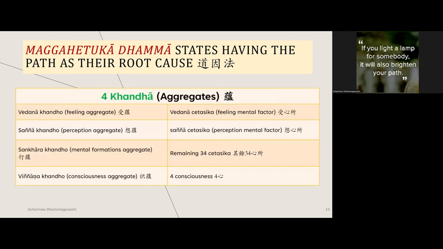There are 4 khandha. Vedana Chetasika is classified under Vedana Khandha. Sanya Chetasika is classified under Sanya Khandha. And the remaining 34 Chetasika fall under Sankhara Khandha. And the 4 consciousness, the 4 Magga Chitta, are Vijnana Khandha.